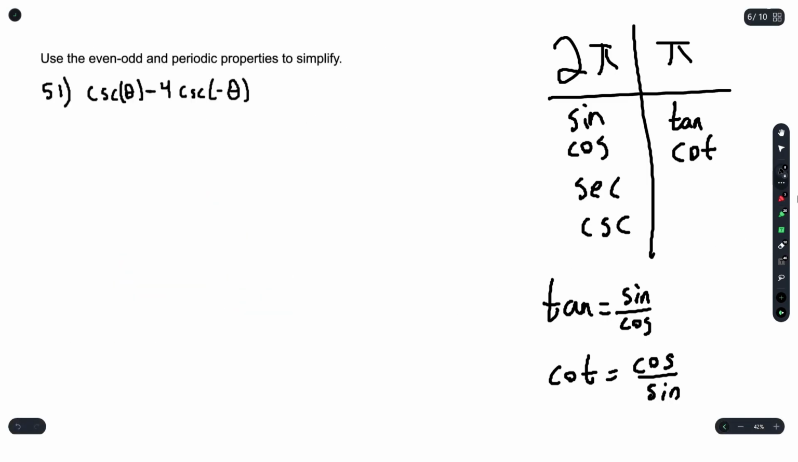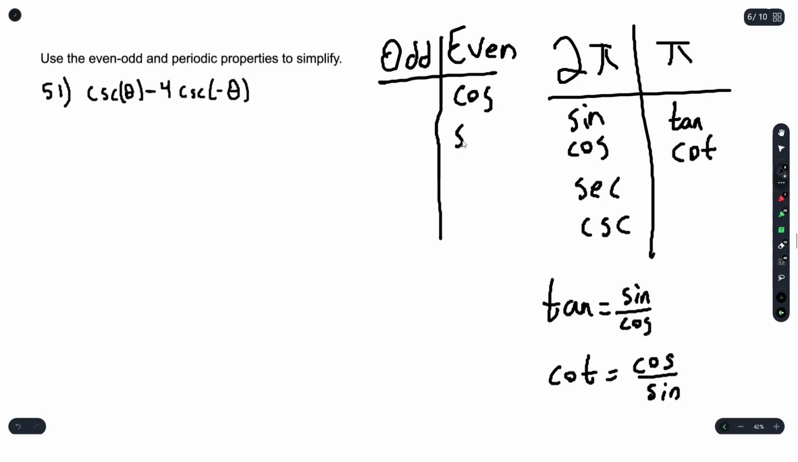On to the next question. We have to use both the even, odd, and the periodic properties to simplify. So let's recap on what were the even and odd properties. The even were the cosine and its reciprocal, the secant. The odd were everything else.